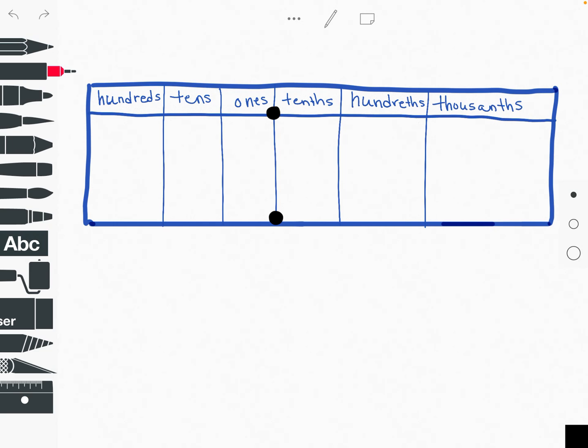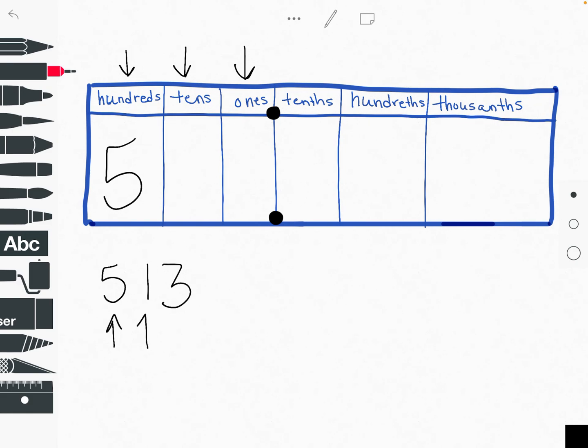So I made this little chart, and if you read on the top of the chart, right here we have hundreds, then tens, and ones. Let's just look at those for a minute before we go to the other ones. So if I have a number, let's say I have 513. That's my number. We know that this 5 is in the hundreds place. We know that this 1 is in the tens place. And then this 3 is in the ones place.